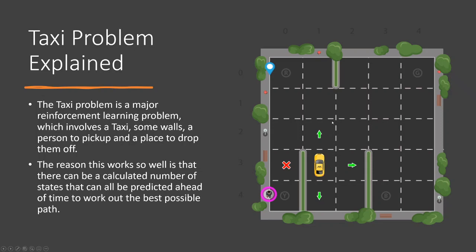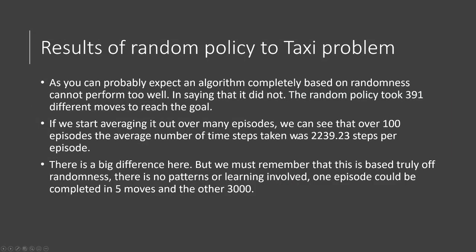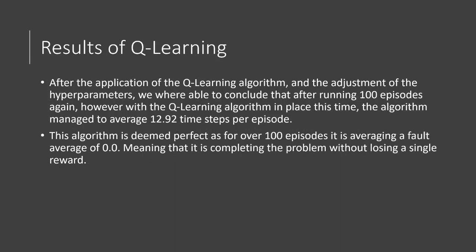It's taking 2,239 steps to eventually get to this person and come up here and drop them off, to choose the right action to pick up the person and to choose the right action to get up there to drop off. There's a massive difference there. We must remember that this is truly based off randomness. There's no patterns or learning involved. One episode can be completed in 5 moves and another could complete it in 3,000.